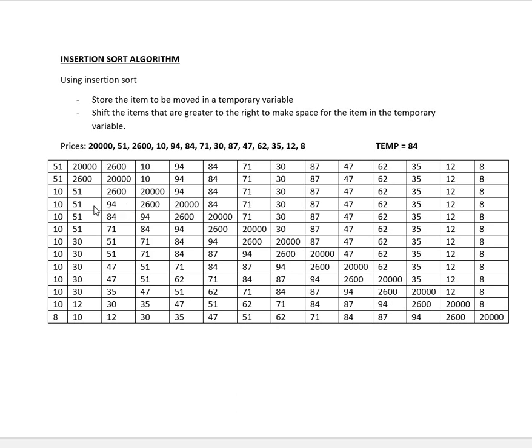It's greater than 51, but it's less than 2600. So from 2600, everything would be shifted one space to the right, and it's placed right here, and these two would remain.